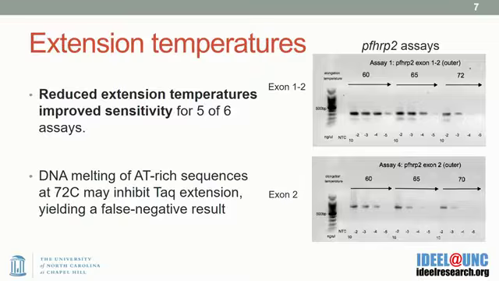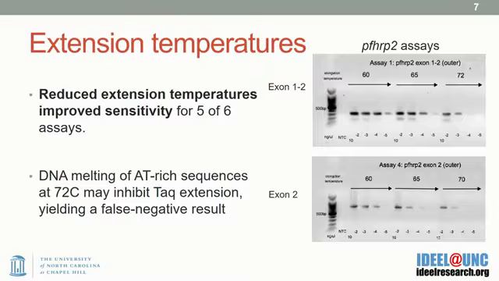We used serially diluted 3D7 parasites, and these are just 2 example assays, one targeting exon 1-2 of HRP2, another targeting exon 2. And the takeaway point is that as we lowered the extension temperature, the sensitivity of these assays improved. And this was true for 5 of the 6 assays we tested. Either our limit of detection dropped by approximately a log, or we got much darker bands.